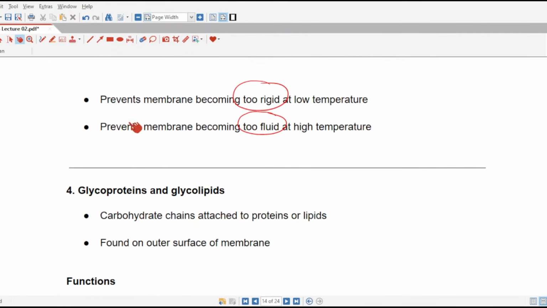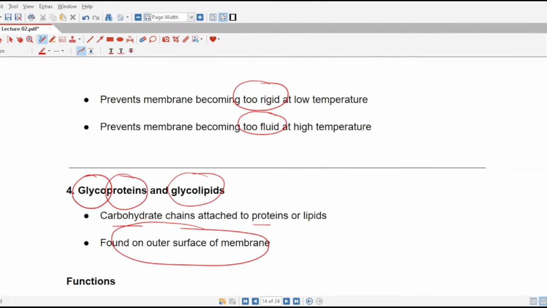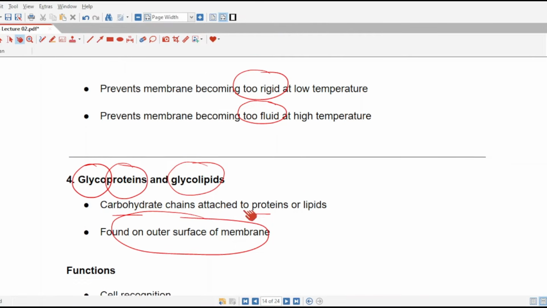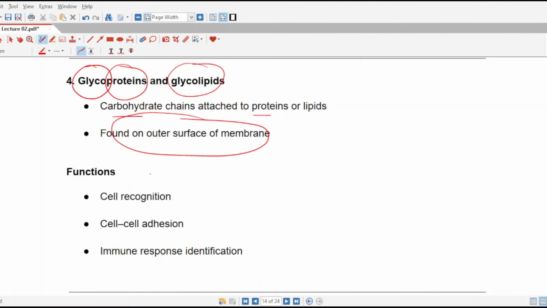What are glycoproteins? If you break down the words, glyco means carbohydrate or glucose and protein means protein. So if carbohydrates are attached to proteins, that will be glycoprotein. If the carbohydrates are attached to lipids, it will be glycolipid. These glycoproteins or glycolipids are found on the outer surface of the membrane, not on the inner surface. Very important distinction. The functions are very important. These glycoproteins are like towers or radars, and they help in cell recognition, cell-to-cell adhesion, and immune response identification. Very important for us to know.